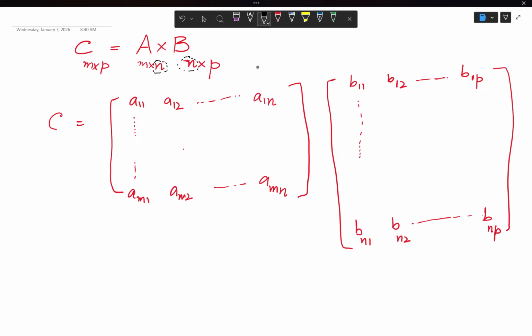The elements of the first row of matrix A are A11, A12, and so on up to A1n, and the last row will be Am1, Am2, and so on up to Amn. Likewise, the elements of B in the first row are B11, B12, and so on up to B1p, and the last row will be Bn1, Bn2, up to Bnp. Now I would like to multiply.